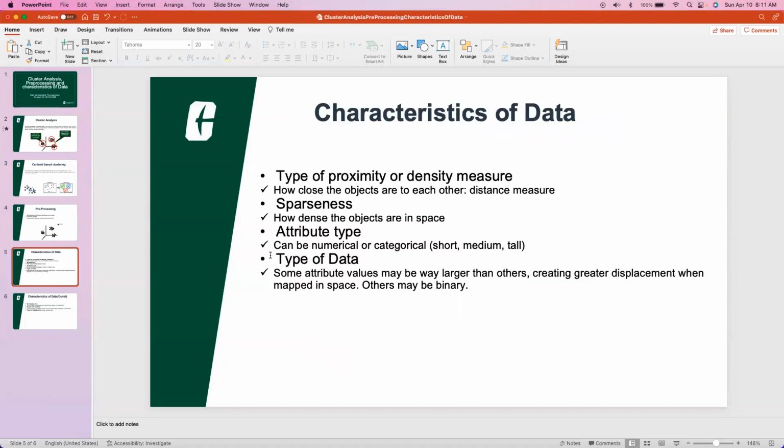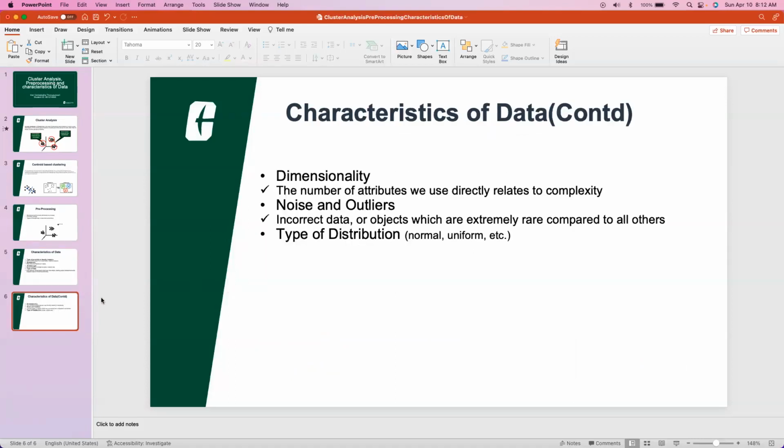Another kind of characteristic is the attribute type. The data type can be numerical, categorical, or short, medium, and tall. And also the scale of the data. Some attribute values may be larger than others, creating greater displacement when mapped in space. It is one of the important characteristics of data.